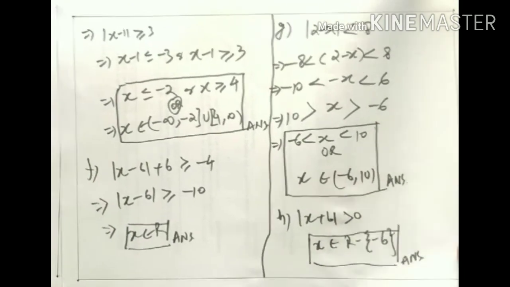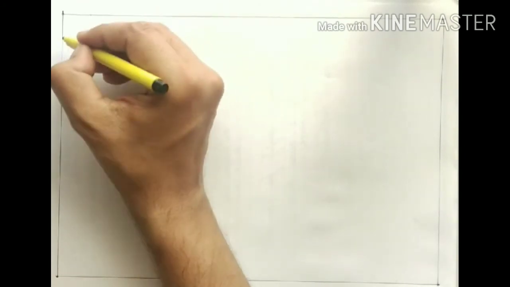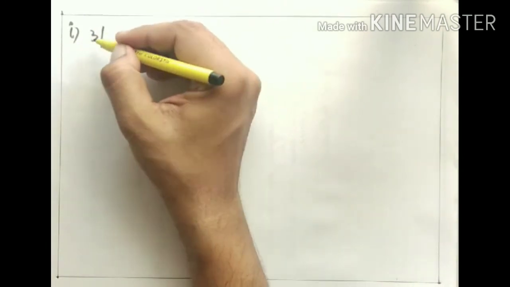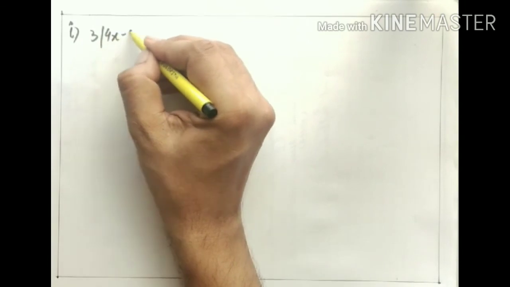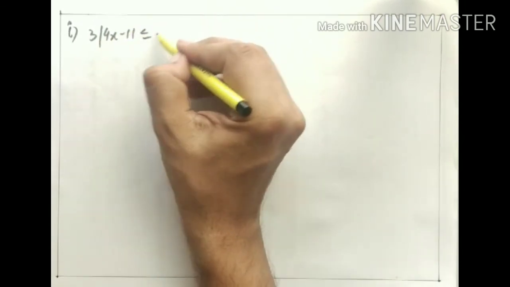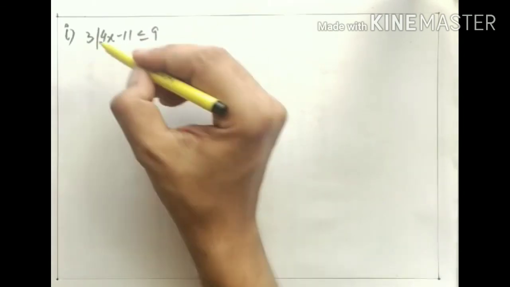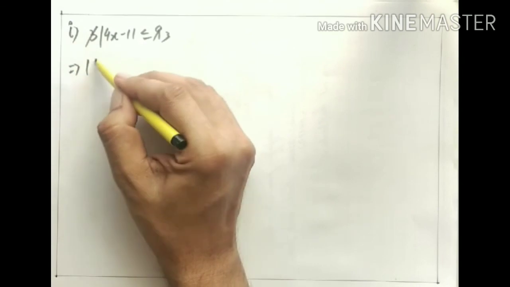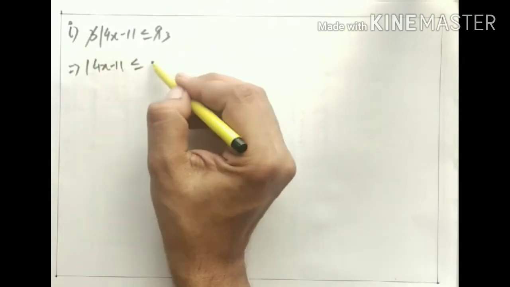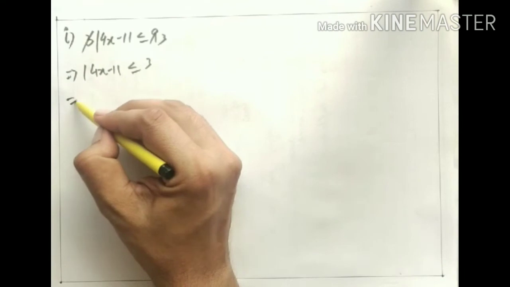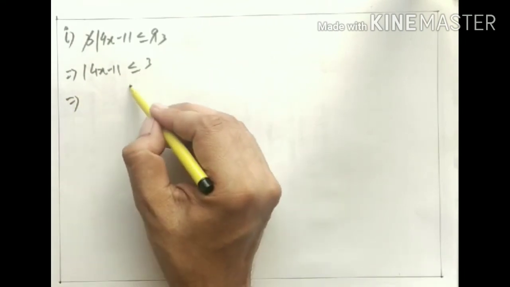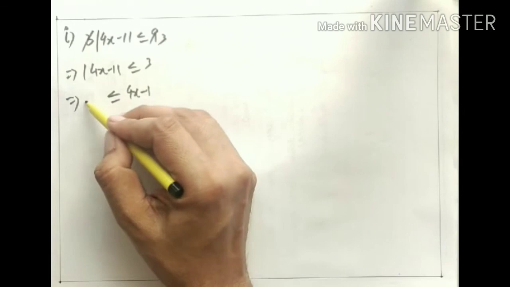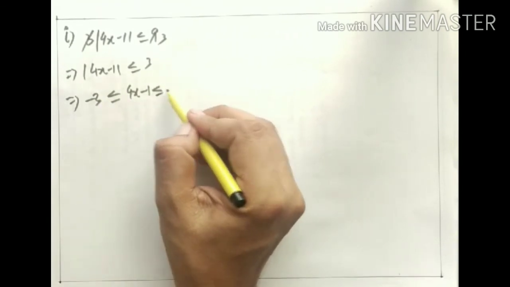Now let's see another part of this question. It is saying 3 times mod of 4x minus 1 is less than or equal to 9, and we have to find the interval of x. So first of all, let us divide both sides by 3. It will give us mod of 4x minus 1 is less than or equal to 3. So by the basic definition of modulus inequalities, we can say that 4x minus 1 is greater than or equal to -3 and less than or equal to 3.